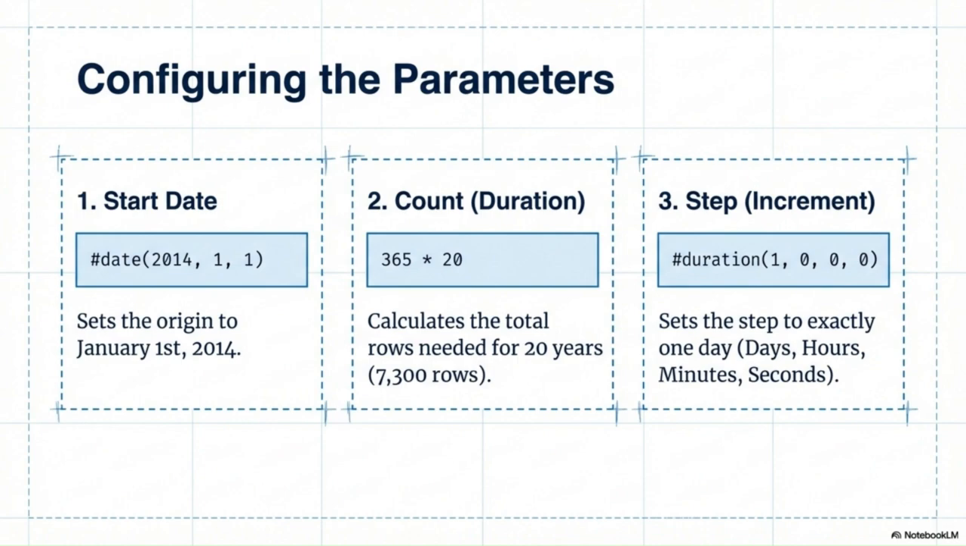So you will see a start date. We are just defining it, and it will set the origin. Say we have given an example of 2014 here. So 2014 will be the start date, January 1, 2014. That's the #date we have to write in this format. Then the count will be 365 times 20 years, so it's 7,300 rows, and the duration is 1 day and 0 hours, minutes and seconds.